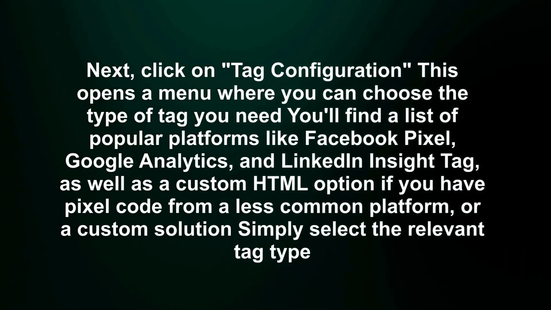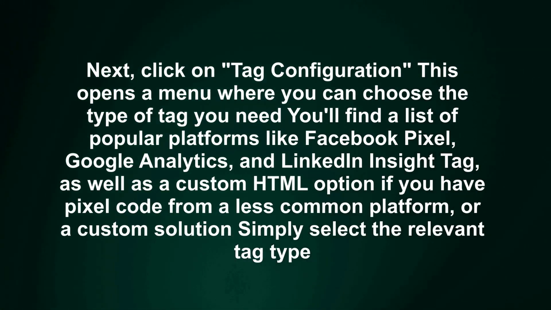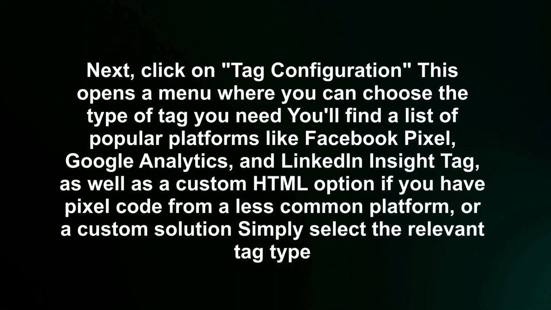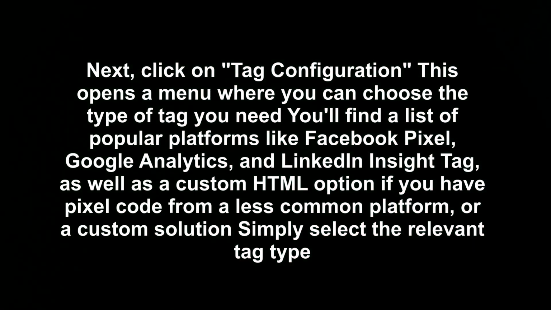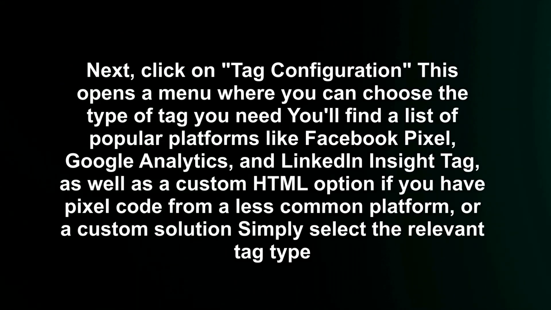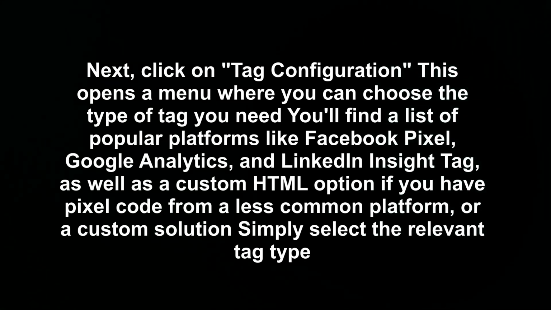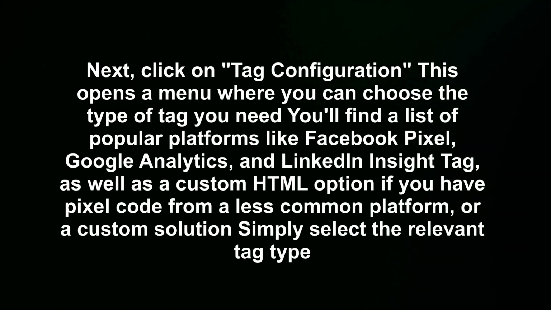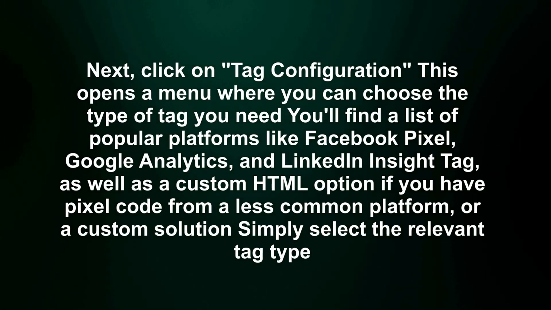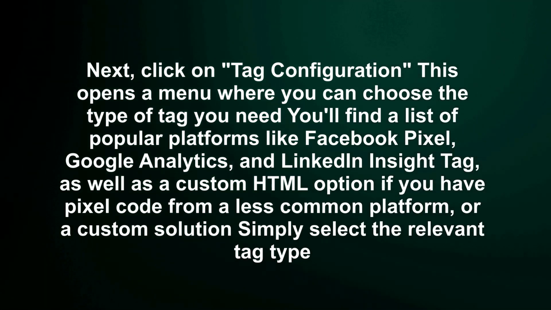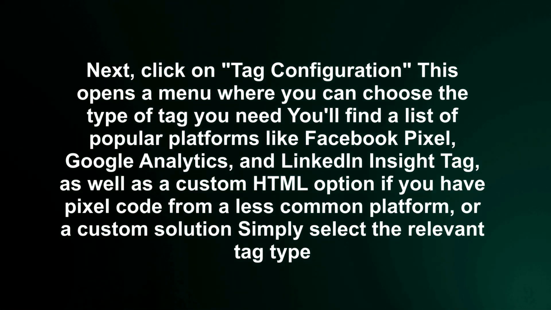Next, click on Tag Configuration. This opens a menu where you can choose the type of tag you need. You'll find a list of popular platforms like Facebook Pixel, Google Analytics, and LinkedIn Insight tag, as well as a custom HTML option if you have pixel code from a less common platform, or a custom solution. Simply select the relevant tag type.